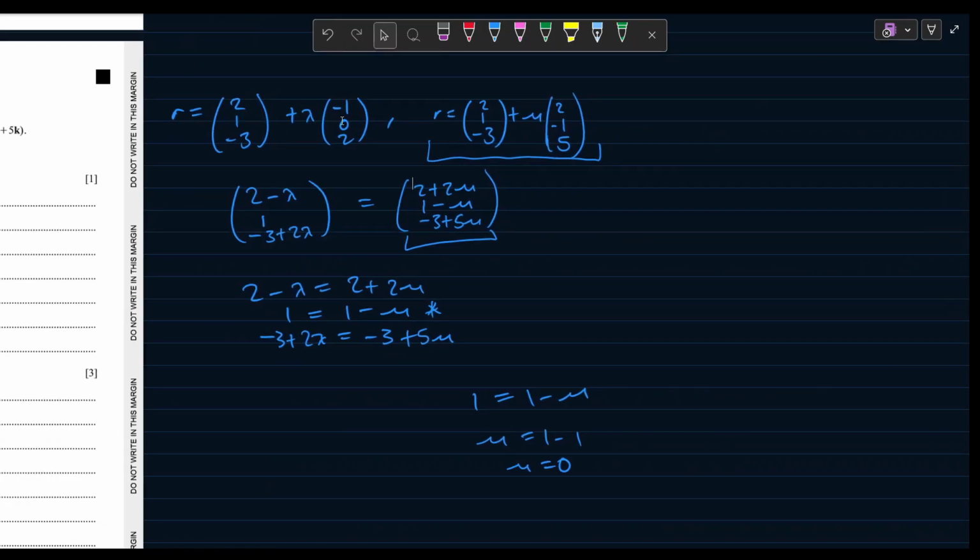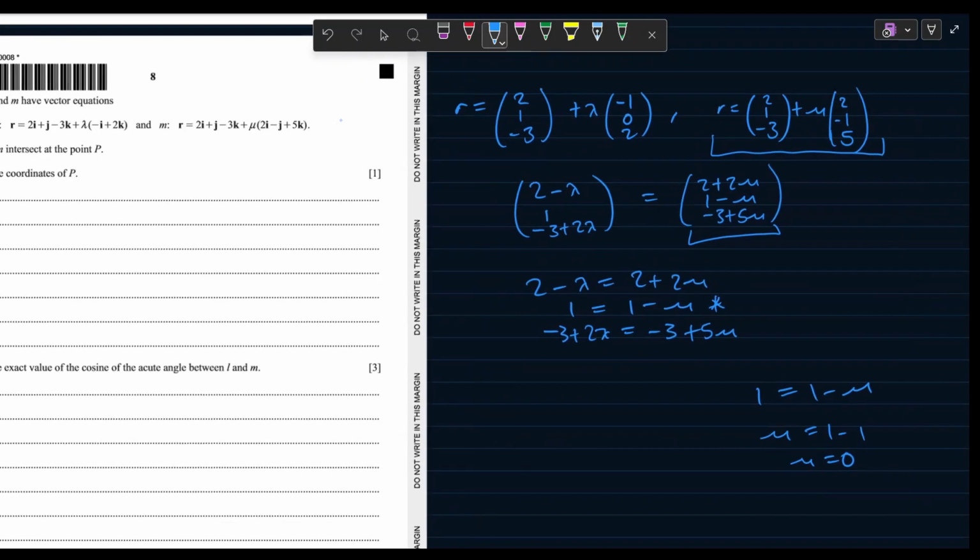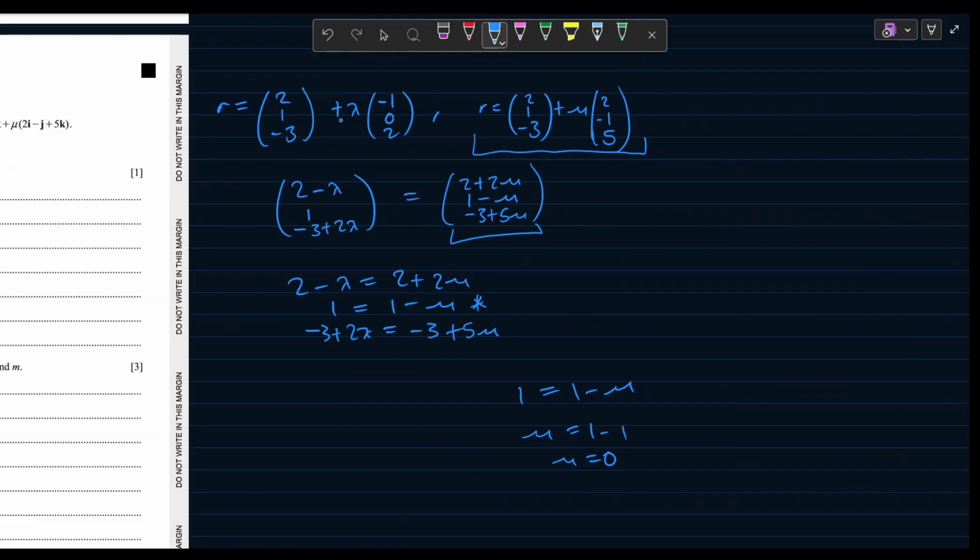So we know that at the point of intersection, mu is 0. So this means that, what do they want? They want the coordinates, so we have to be careful. I'm going to first write the position vector OP. Position vector of OP is going to be 2 plus 2 times 0, which is just 2, 1 minus 0, that's just 1, minus 3 plus 5 times 0, that's just minus 3.